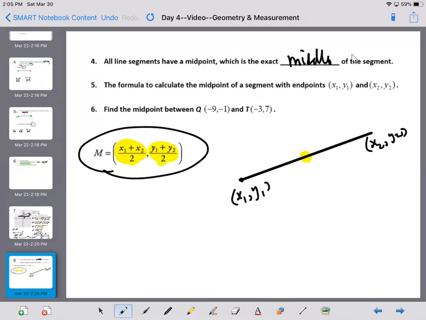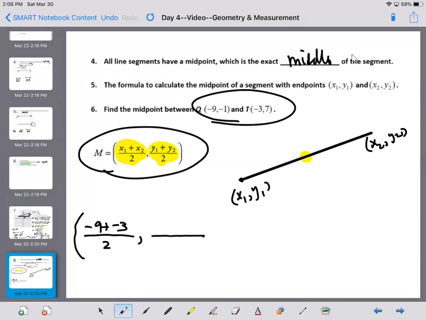So let's do an example here. So we've got -9 plus a -3. Those are my two x values. And I'm going to divide that result by 2. Then I'm going to come and grab the two y values, -1 plus 7. Divide those by 2. So what's -9 plus -3? That's -12 divided by 2, which would be -6. So there's the midpoint.